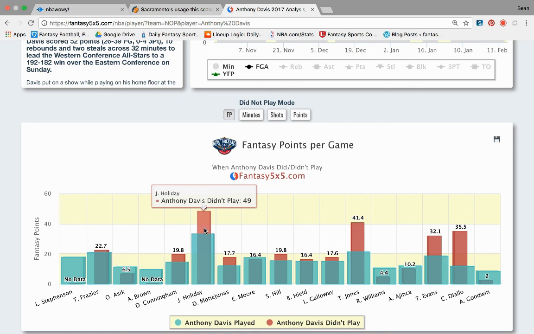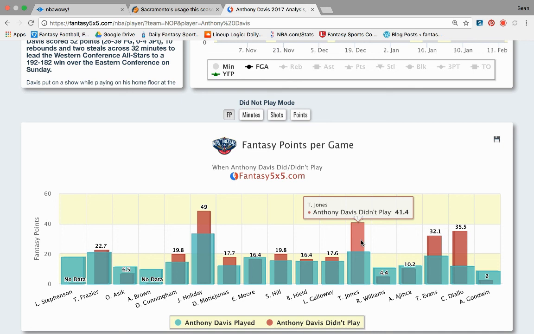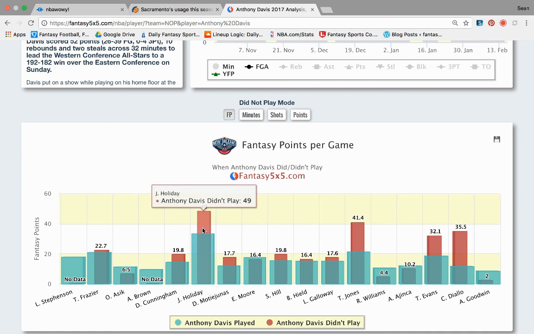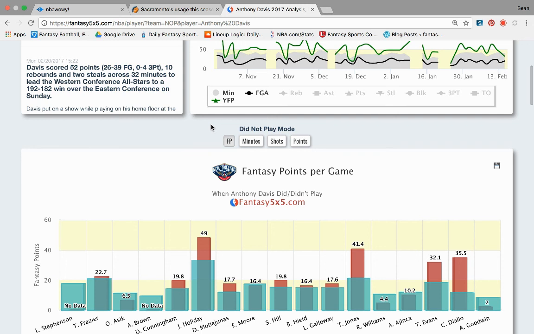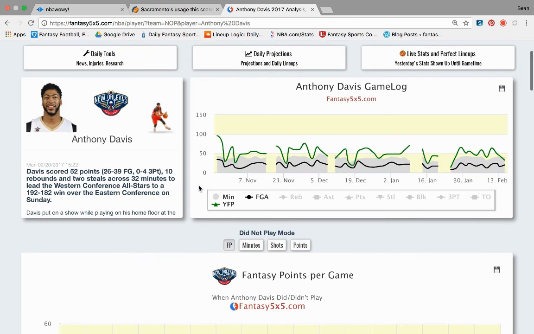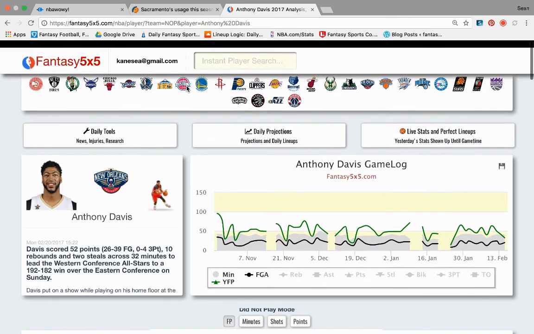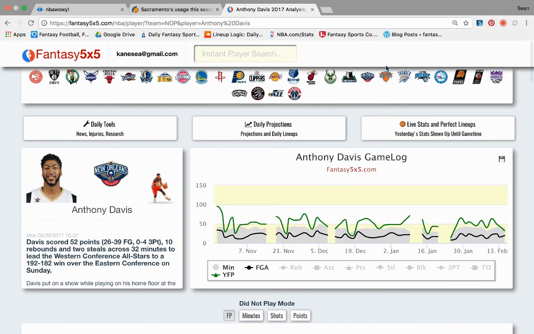When Davis doesn't play, Holiday takes on a massive offensive load, right? Terrence Jones obviously very close because he usually gets that huge minutes bump, okay, as does Tyreke Evans. However, Holiday takes the biggest bump and he has the biggest offensive load. So it's not really that you're looking to necessarily roster Terrence Jones, although he's not a bad play, but maybe Holiday is a much more solid play given matchup, etc. So you have to look into these kinds of things when you're trying to figure out how you're going to fill in for an injury.